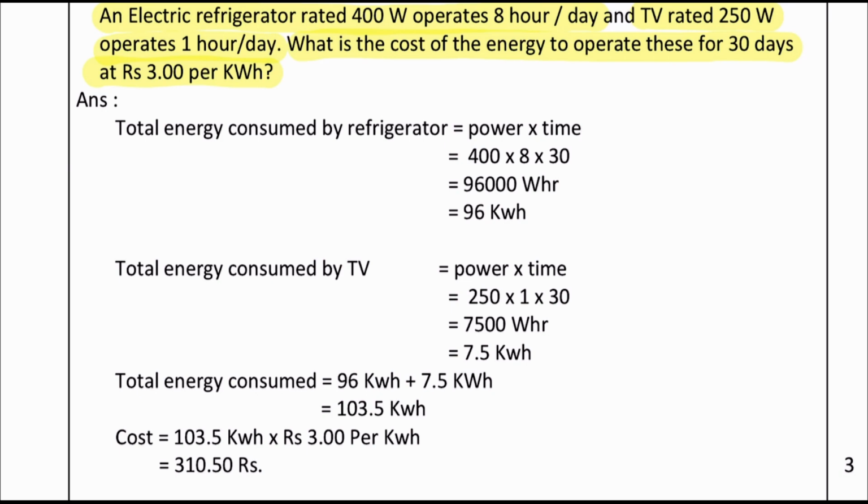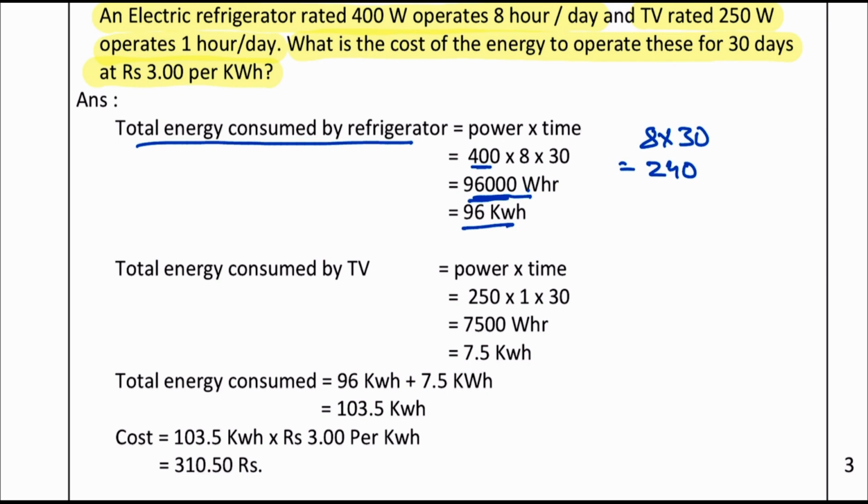Total energy consumed by the refrigerator. Power into time is the energy formula. Power is 400 and time is 8 into 30 days. 8 hours a day and 30 days. So we need to calculate. 8 threes are 24 and that is 240. 240 into 400 is equal to 96000 watt hours. If we take 3 zeros outside, it will be 96 kWh.